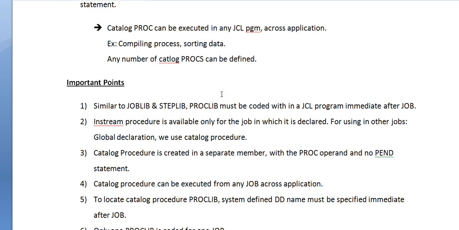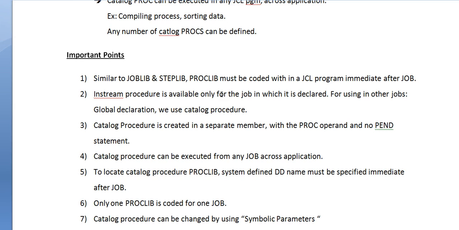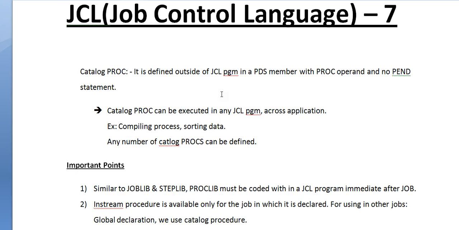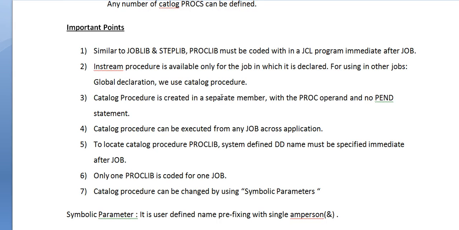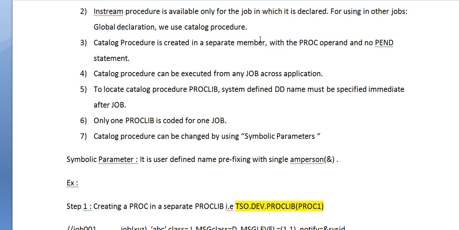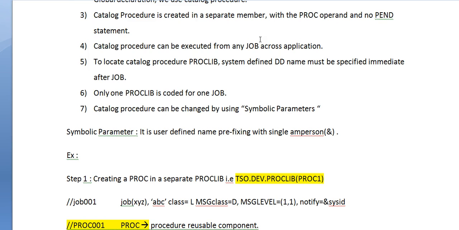So any number of catalog procs can be defined. I want to talk about the important points of the catalog proc. Similar to JOBLIB and STEPLIB, PROCLIB must be coded within a JCL program immediately after the job card. Point number 1: an in-stream proc is available only for the job in which it is declared. For use in other jobs, as a global declaration, we use catalog procedures. A catalog procedure is created in a separate member with the PROC operand and no instream.